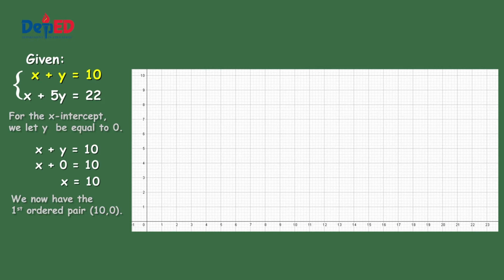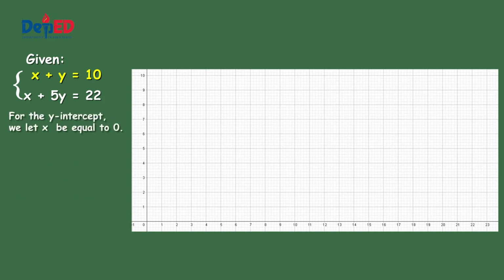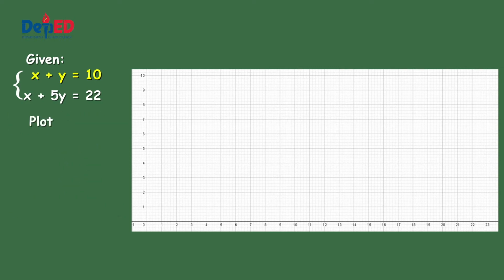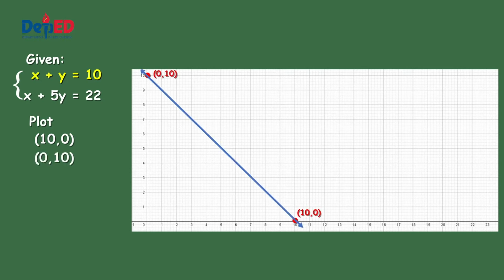To find another point, let's find the y-intercept by letting x equal 0. From x + y = 10, we will have 0 + y = 10, or simply y = 10. Therefore, we have the second ordered pair, (0, 10). Since we now have two ordered pairs, we can now draw the line. Plot the point (10, 0), then (0, 10). Connecting these two points, we now have the line representing the set of solutions for the linear equation x + y = 10.